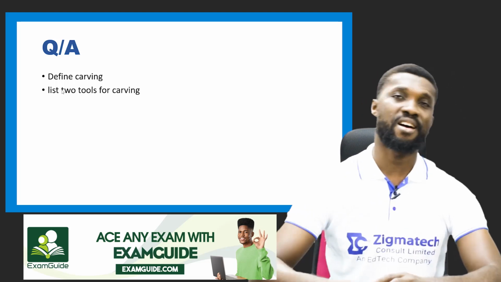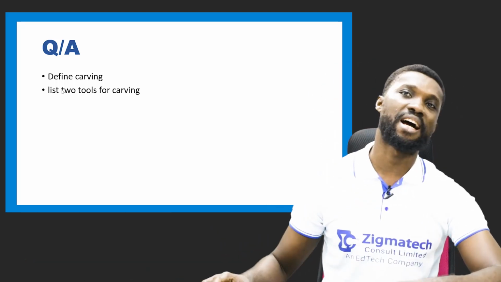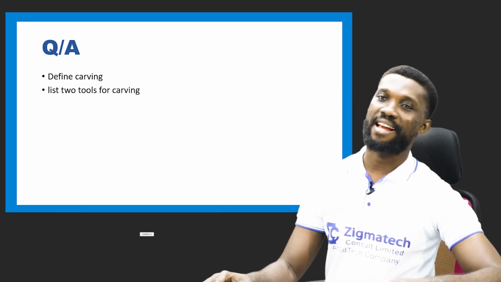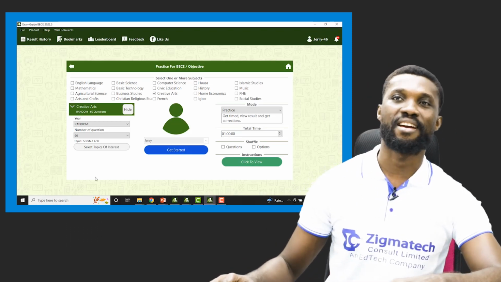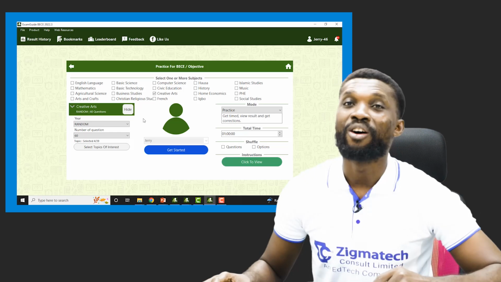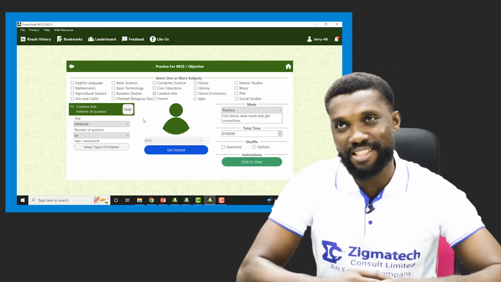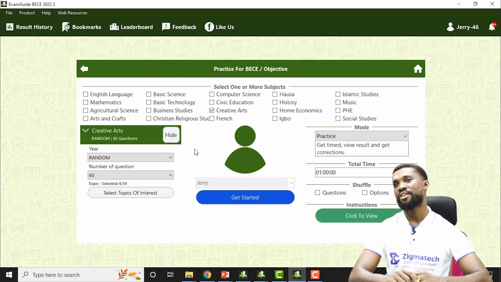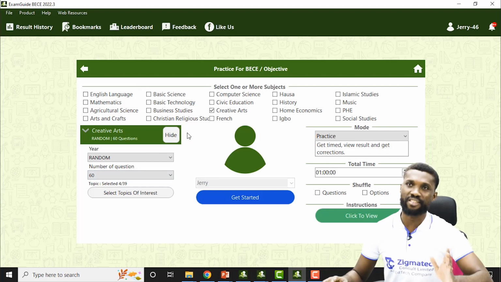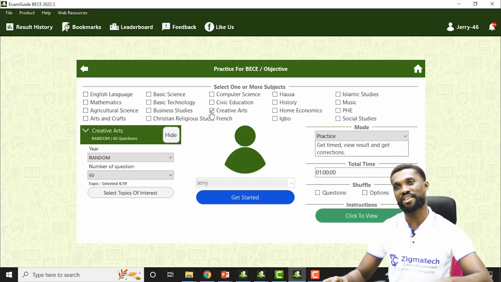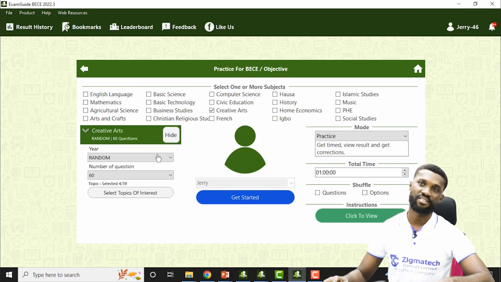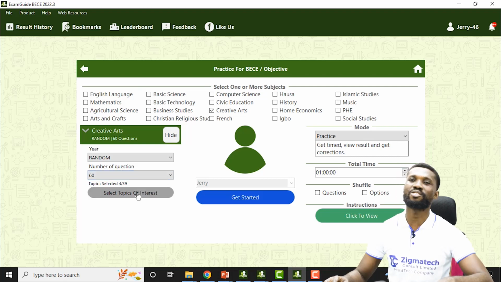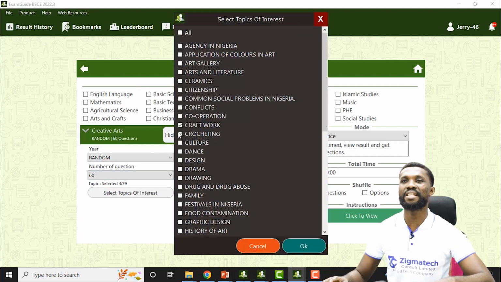All right, now let's go over to our exam guide where we'll try our hands on some of the questions that we have from WAEC, NECO, including BECE. We are in the magic world of ExamGuide, a place where we test you to know how far and how prepared you are in your exams. As the routine goes, first you check the topic, which is cultural and creative arts. Then we click on random, we get random questions, and you select your topic of interest. The topic of interest we did today is craft.